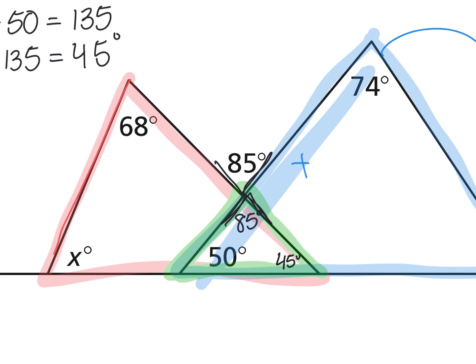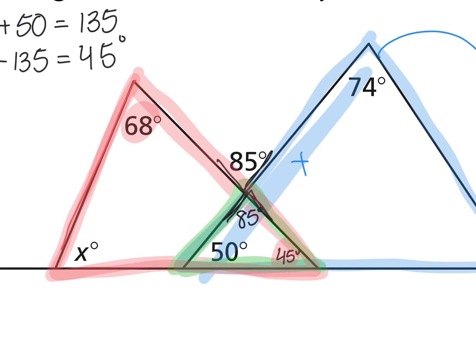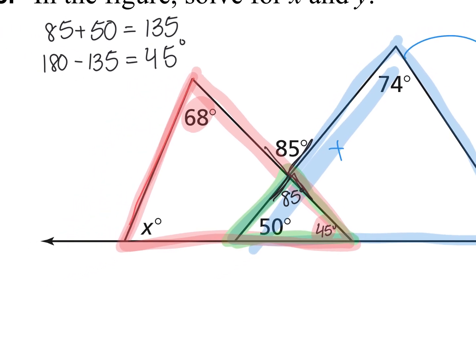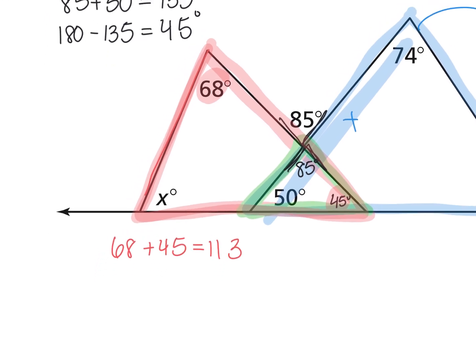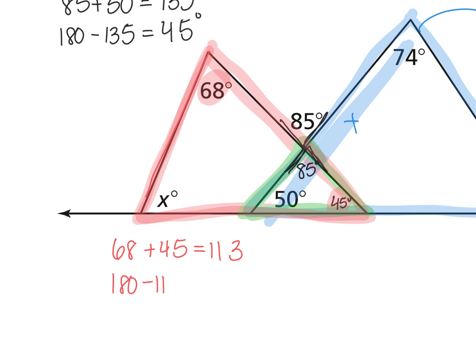So now I found another corner for my red triangle. Here again is my red triangle. I have two corners. I have 68 and I have 45. How would I find my x now? So the 50 is not part of the red? The 50 is not part of the red. I'm going to have 68 plus 45. What would I get? That's about 113. Then I get 180 minus 113. What would I get? 67 degrees. All right, we're going to do the next question.